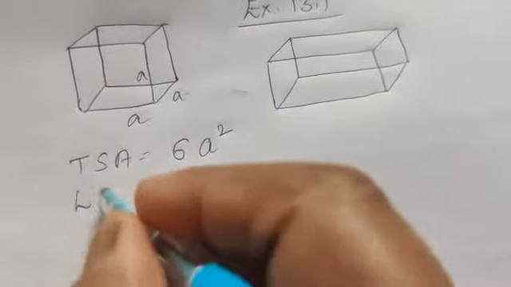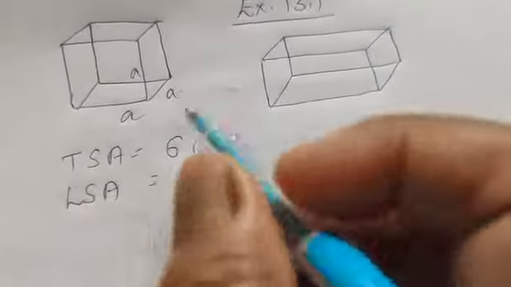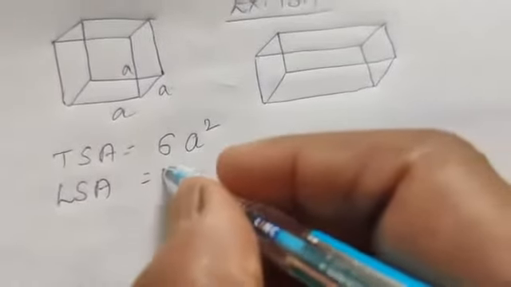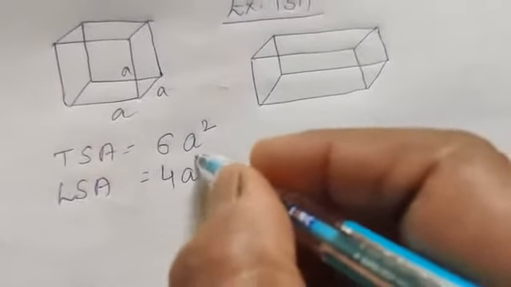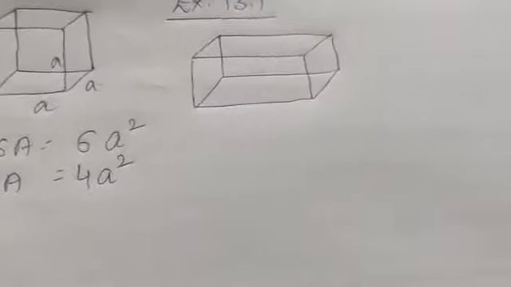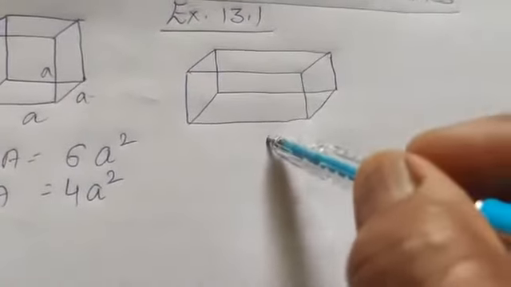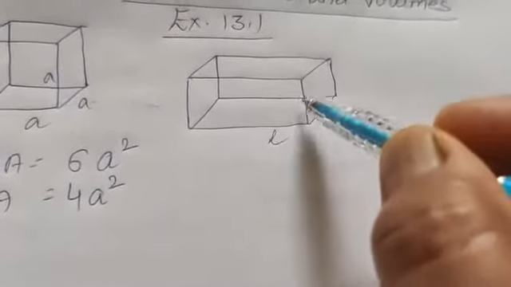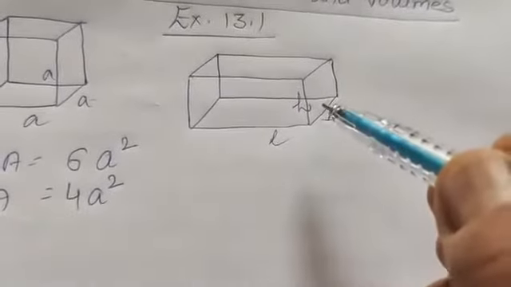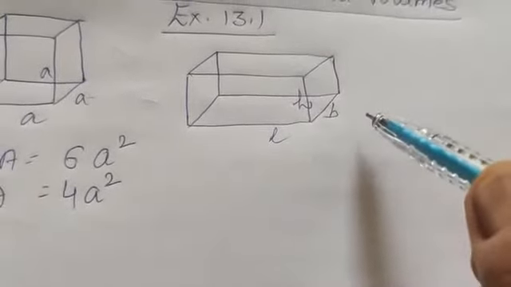And lateral surface area. Lateral means without top and bottom. Only 4 surfaces. The lateral surface area of a cube is 4A square. And this is a cuboid. This is length, breadth, height. There are 3 dimensions: length, breadth and height.